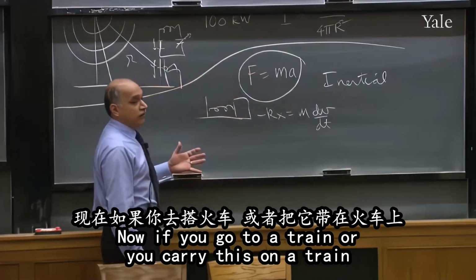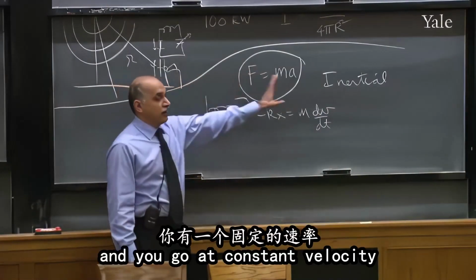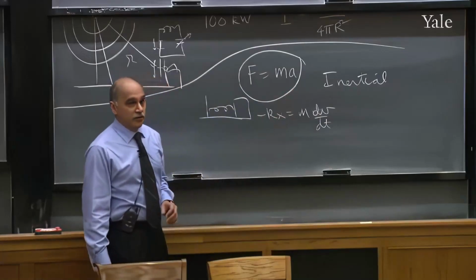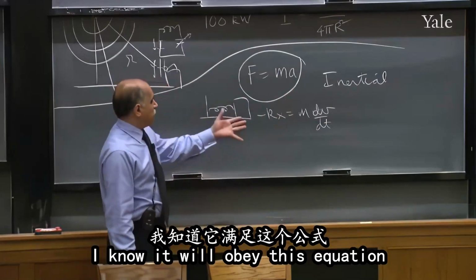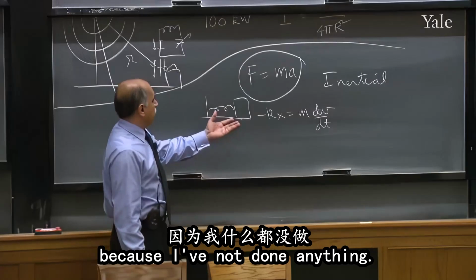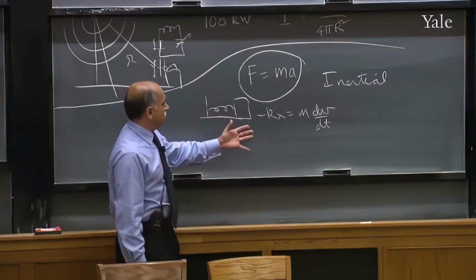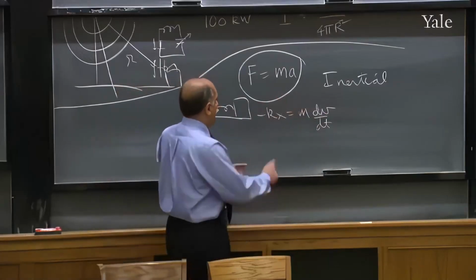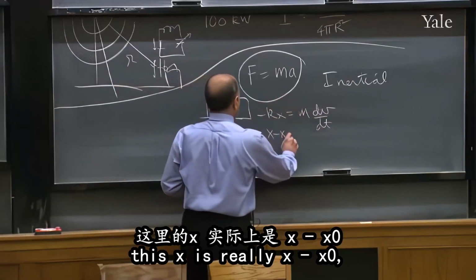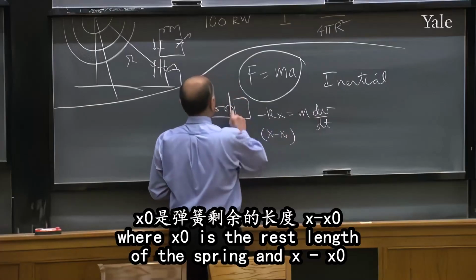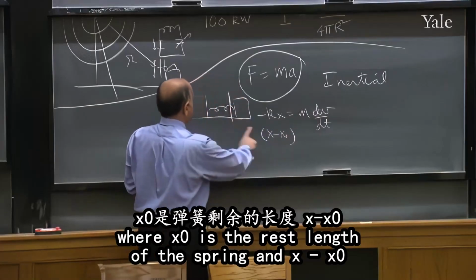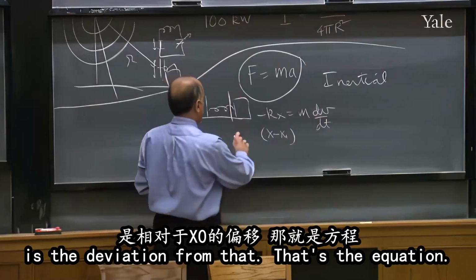Now you carry this on a train, and you go at constant velocity. I know it will obey this equation because I have not done anything. It's not my fault you're going on a train, and this riding with you on the train, it will obey this equation. By the way, this x is really x minus x naught, where x naught is the rest length of the spring, and x minus x naught is a deviation from that. So that's the equation.